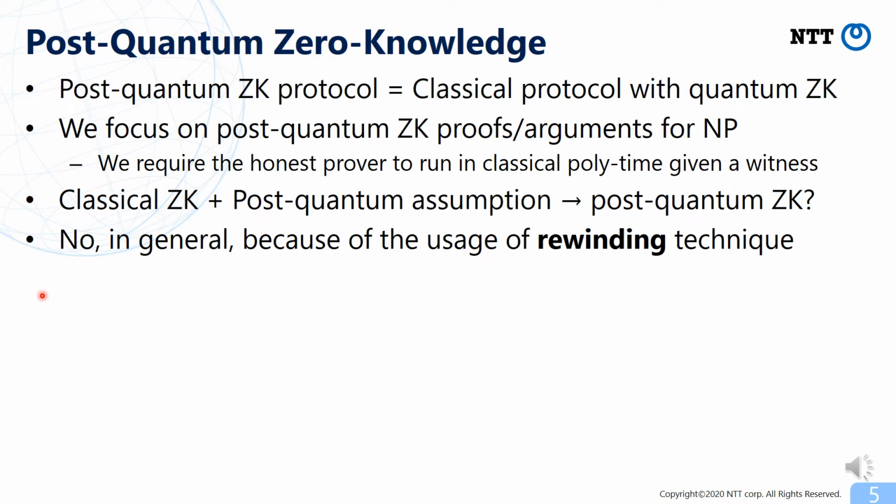Because we already know a lot of constructions of classical zero-knowledge protocols, one may think that we can obtain post-quantum zero-knowledge by just replacing those assumptions with post-quantum assumptions in the classical zero-knowledge protocols. However, this doesn't work in general because of the usage of the so-called rewinding technique that doesn't work in the quantum setting. Therefore, for constructing post-quantum zero-knowledge protocols, we need a new proof technique that is inherently different from the classical counterparts.